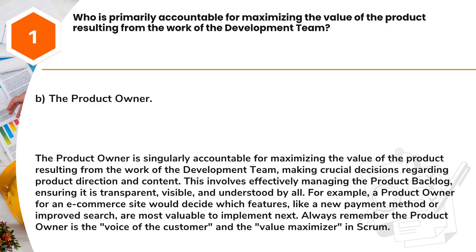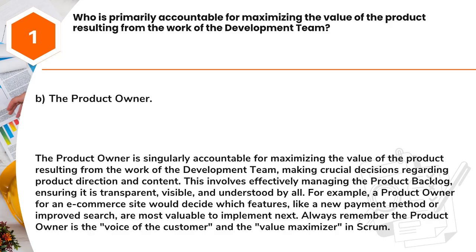Answer: B. The product owner. The product owner is singularly accountable for maximizing the value of the product resulting from the work of the development team, making crucial decisions regarding product direction and content. This involves effectively managing the product backlog, ensuring it is transparent, visible, and understood by all.